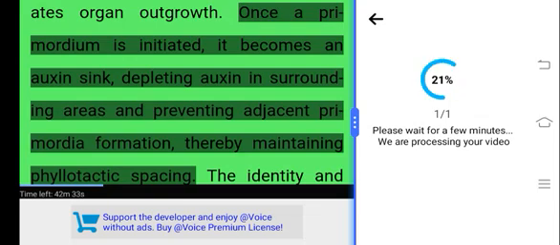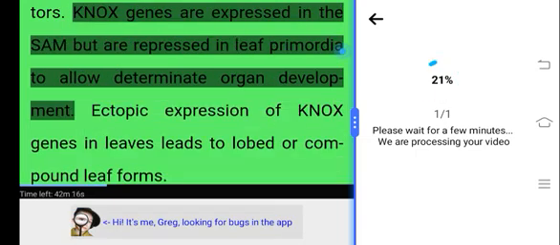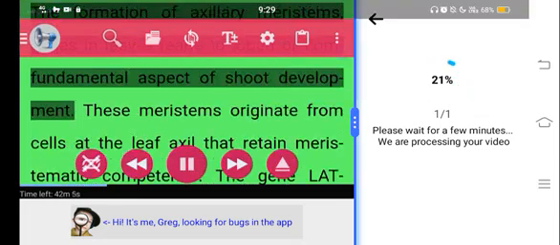maintaining phyllotactic spacing. The identity and polarity of the developing leaf are established by the differential expression of KNOX, knotted1-like homeobox genes, and YABBY, KANADI, and phabulosa transcription factors. KNOX genes are expressed in the SAM but are repressed in leaf primordia to allow determinate organ development. Ectopic expression of KNOX genes in leaves leads to lobed or compound leaf forms.